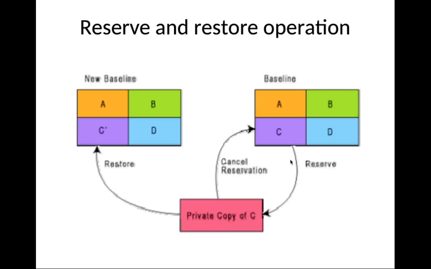Now a person wants object C, and he needs to modify that object. So what he does is, he will reserve it. A person has to reserve that object. Then he will get a private copy of that object, and the object will be reserved. If some other person tries to access this object, it won't be allowed, because it has already been reserved by someone.